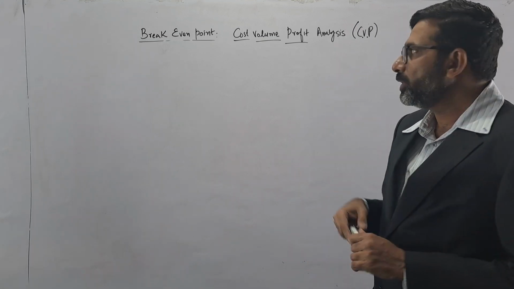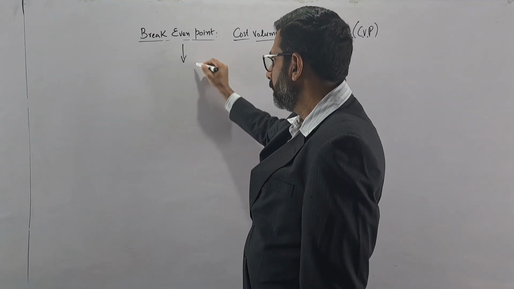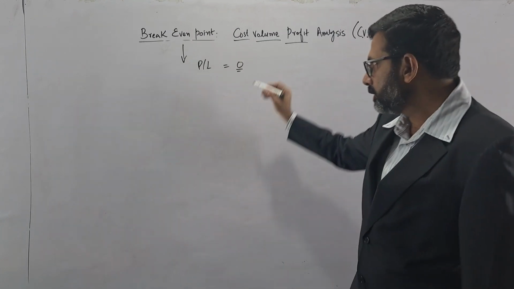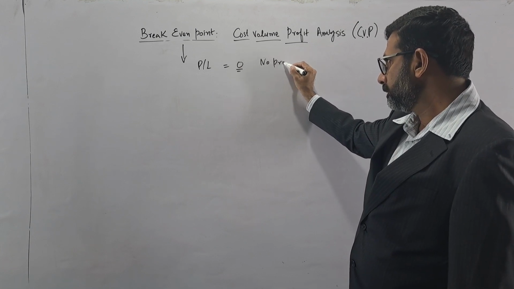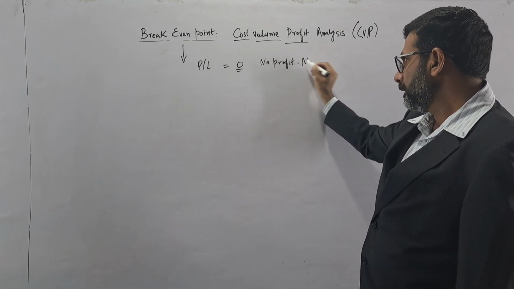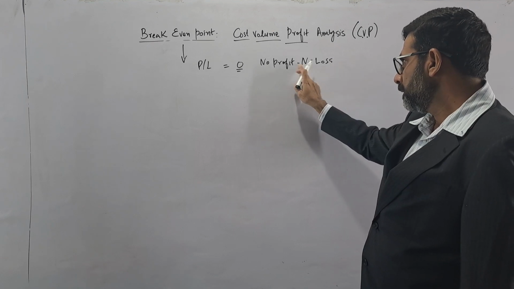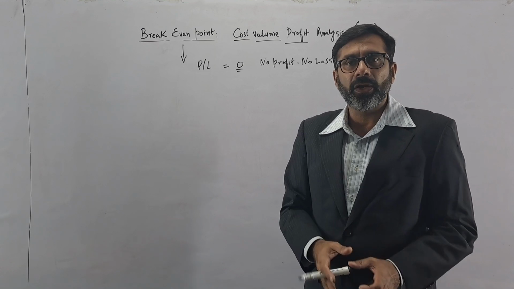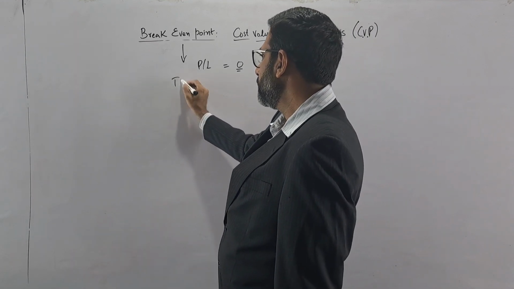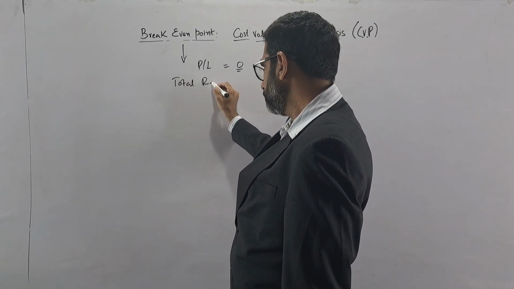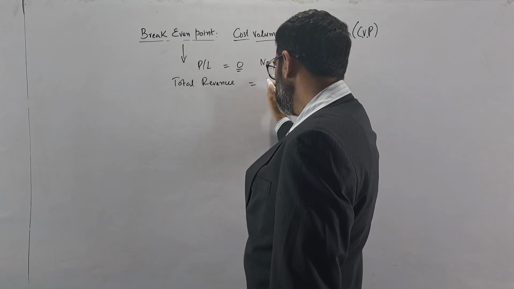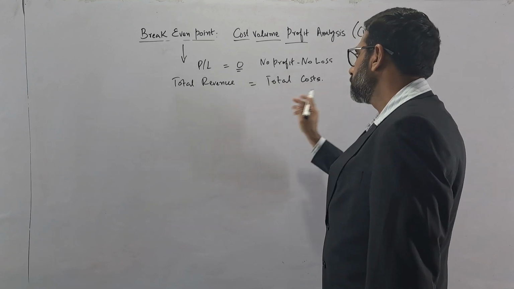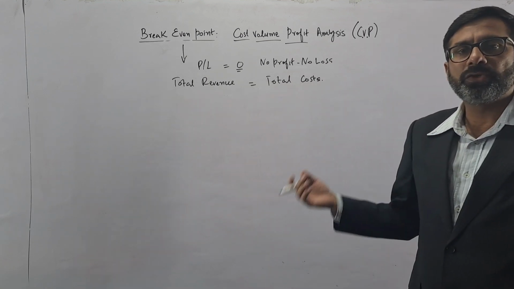So the break-even point is the point where the profit or loss is equal to 0. Means no profit and no loss, where the business is not getting any profit and not getting any loss. So in a simple way we can say that the total revenue is equal to the total cost.